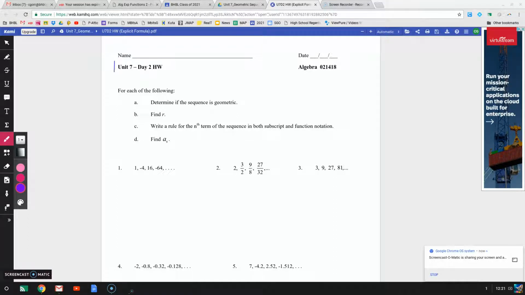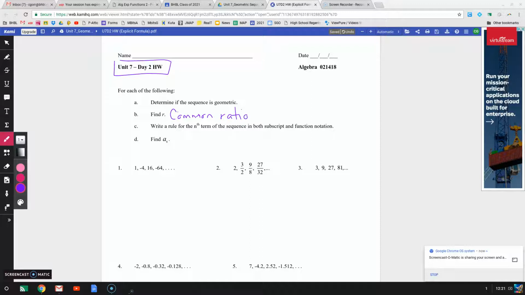Today we're going to be talking about Unit 7, Day 2 homework. We're talking about explicit geometric sequences. For each of these sequences, we are going to determine whether or not it's geometric. If it is geometric, we're going to find r, which is our common ratio. And we are going to try to then write a rule of our sequence in both subscript and function notation.